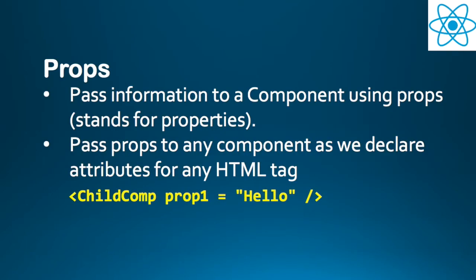So what are props? Props are used to pass information between components. So if we want to pass information to a component, we use props. The word props is like a short form for properties. And how do we pass props? We pass props to any component just as we declare attributes for any HTML tag. So here ChildComp is a component and we are passing a property. The name of the property is prop1 and its value is hello.